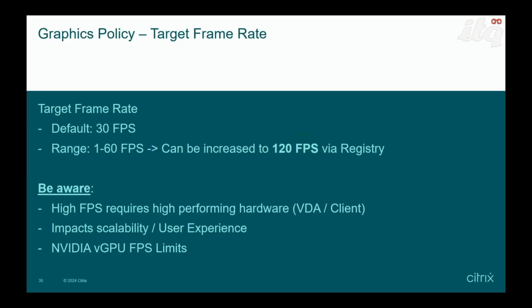All right, so another policy that's important for the user experience is the target frame rate. Basically it tells you how many frames per second we're outputting at the maximum. The default is 30. You can set it in a range from 1 to 60. We have tricks to set it up to 120, but that's not recommended for most use cases. If you have that use case, feel free to reach out to me.